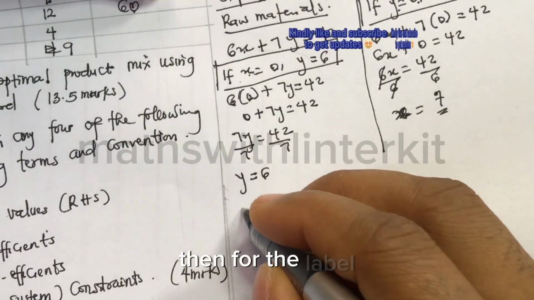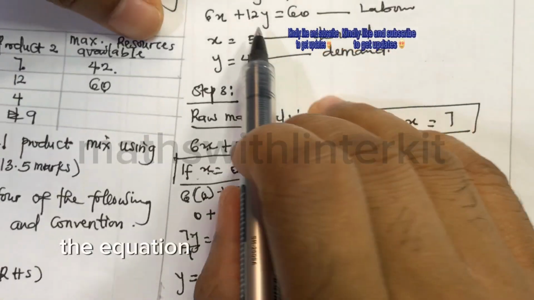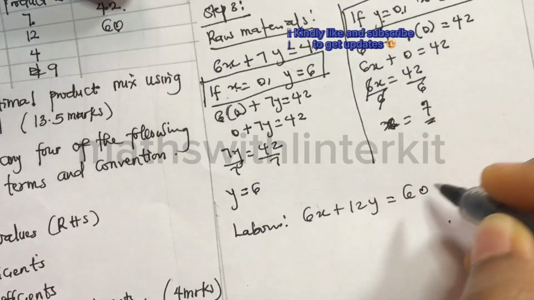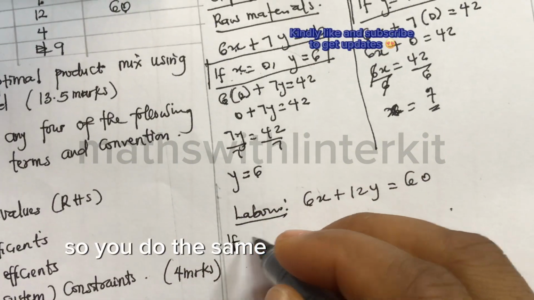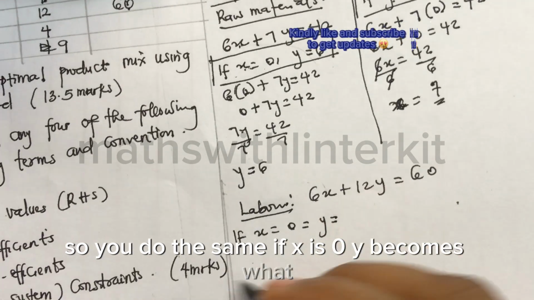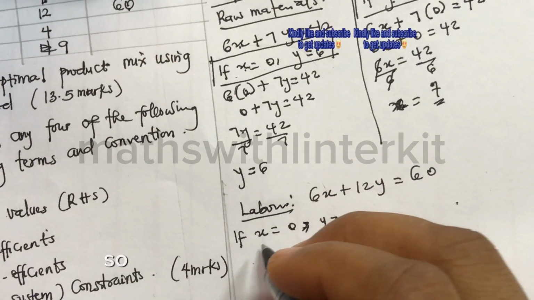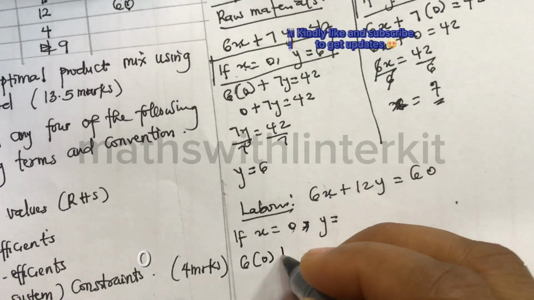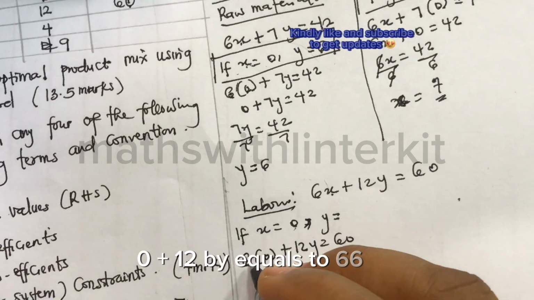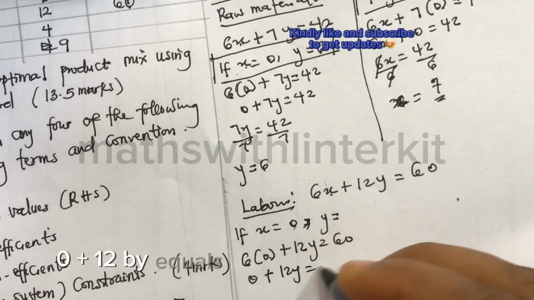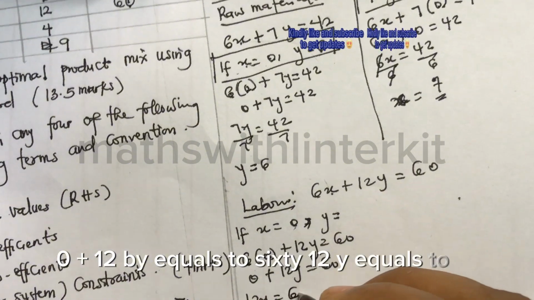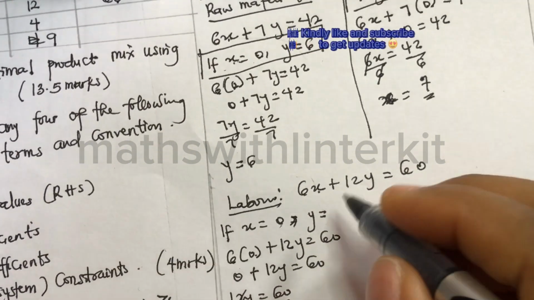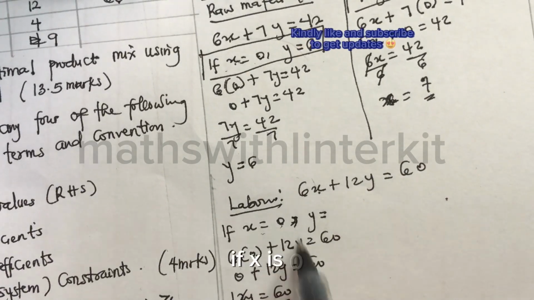Then for the labor, the equation for the labor is 6x plus 12y equals 60. So you do the same. If x is 0, y becomes what? So in place of x, I'm going to substitute x to be 0. So that will be 6(0) plus 12y equals 60. 6 times 0, that will be 0, plus 12y equals 60. 12y equals 60. Divide both sides by 12. So this 12 cancels 12, so y becomes 5. So it simply means if x is 0, y becomes 5.